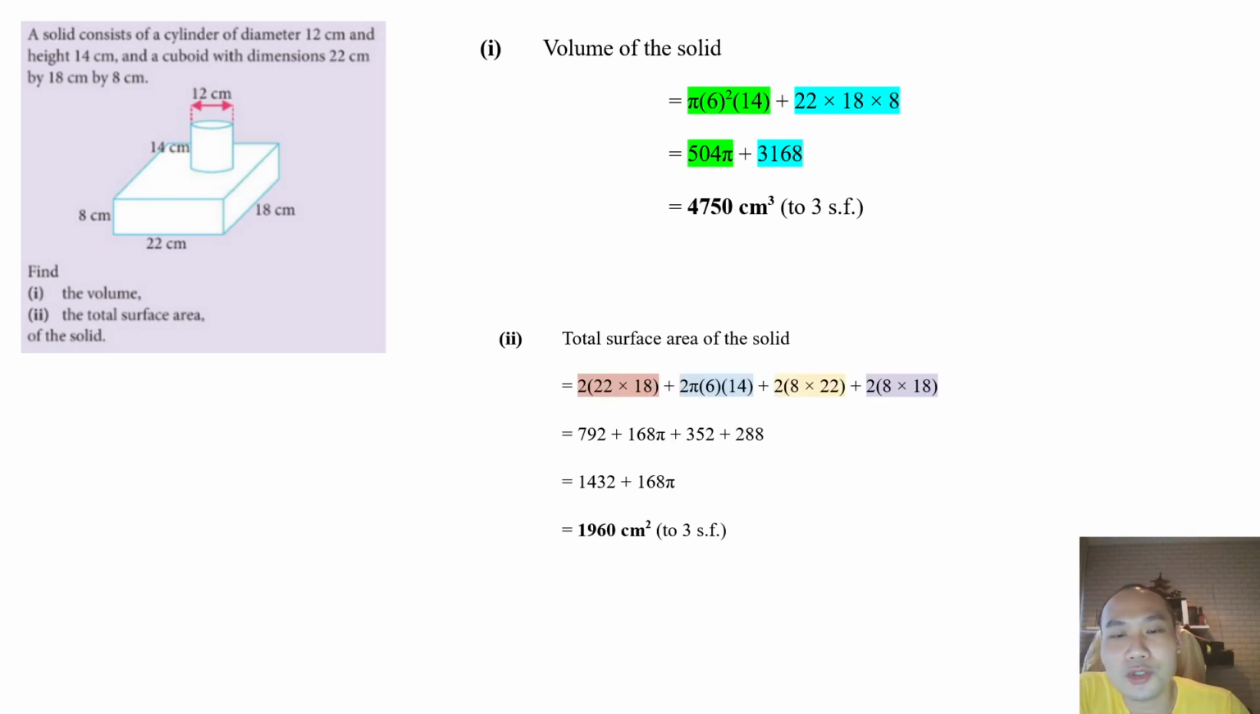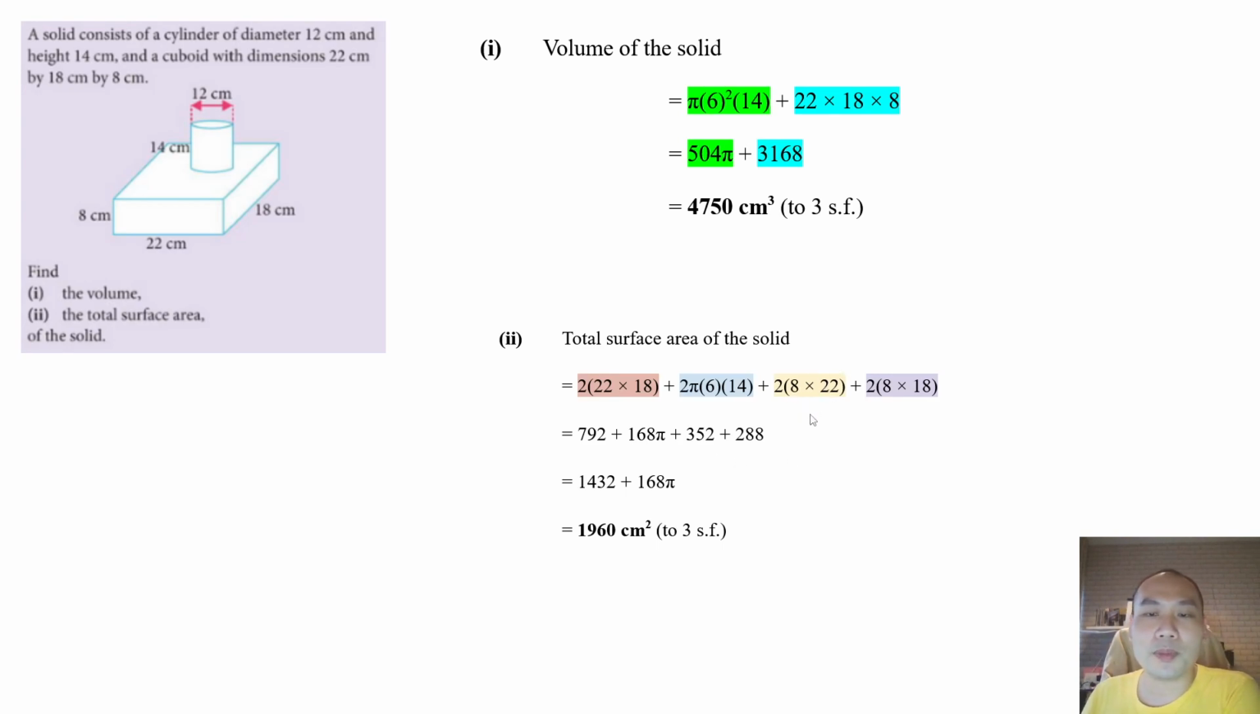So here's the total surface area. So 2 times 22 times 18. 22 times 18 is the front view, the front of the cuboid. So the front and back, two of them, so we multiply by 2. Then the part highlighted in blue is the curved surface area of the cylinder, right? To find the curved surface area is the circumference times the height. The circumference is 2 pi r, or pi d. So 2 pi r is 2 times pi times 6, or pi times 12. They yield the same result, then times 14. So the blue part is the curved surface area of the cylinder.